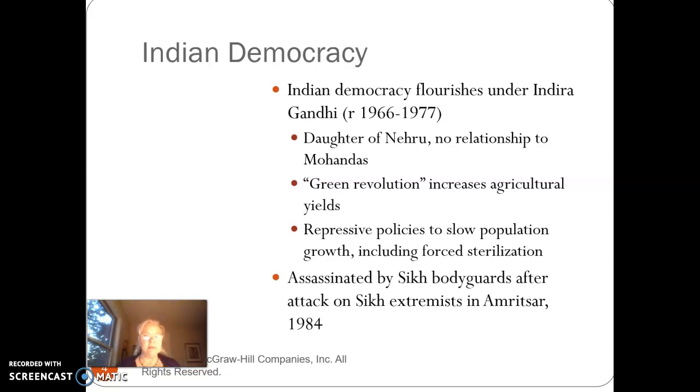So what happened is that the Sikh extremists were in Amritsar in 1984. This was the same place that the Amritsar massacre took place, when the British fired on the Hindus that were having a peaceful demonstration. So the Sikhs were meeting in Amritsar. They were attacked by the Hindus, and then the Sikh bodyguards assassinated Indira Gandhi as kind of a revenge move.